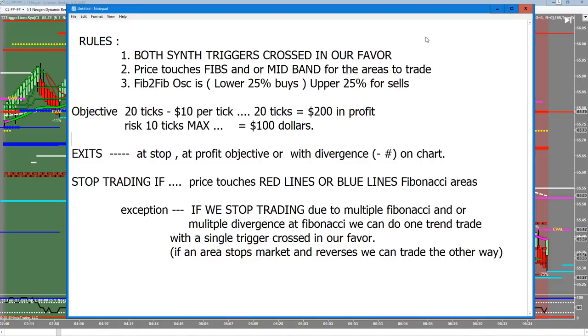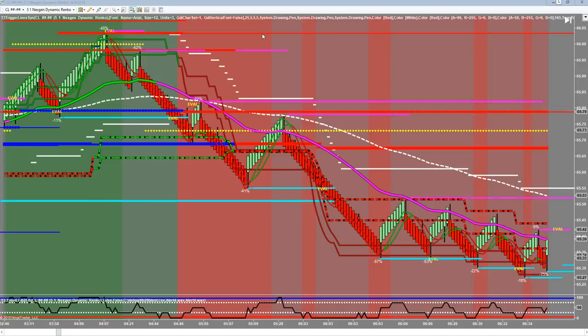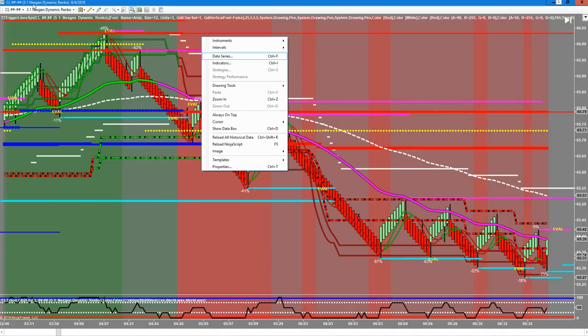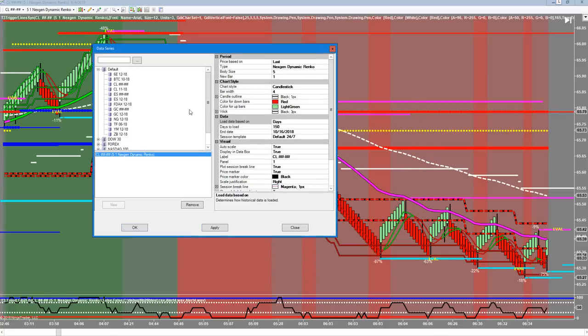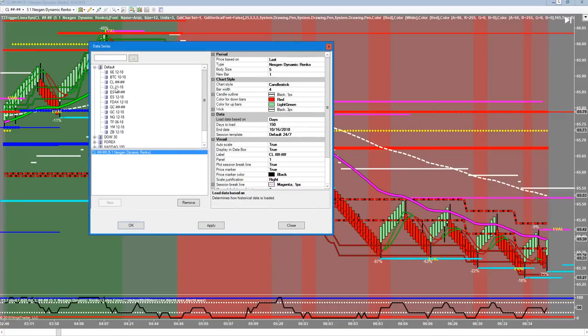Now we're going to go through and do some historical review, okay? So what I did is I right-clicked on my 5-1 chart, which is basically what sets up our trend trades for us. And we're going to go into data series, which I've done already. And you can do this with the 11 or any contract that you're on. It doesn't matter. But I have continuous contract data for replay. So, Nexgen Dynamic Renko 5-1 chart. Look what I did. I set it back 150 days.